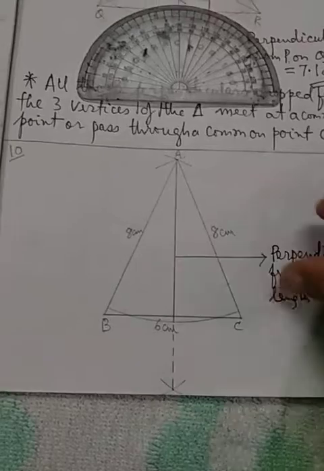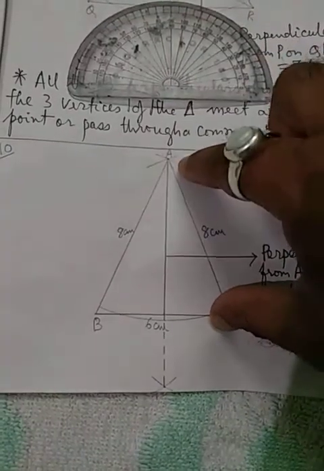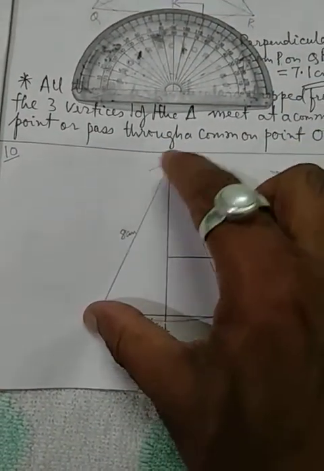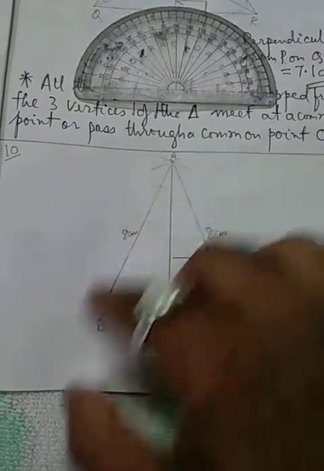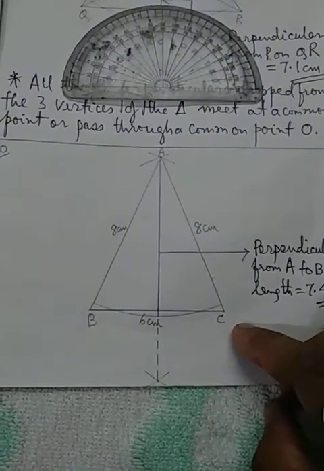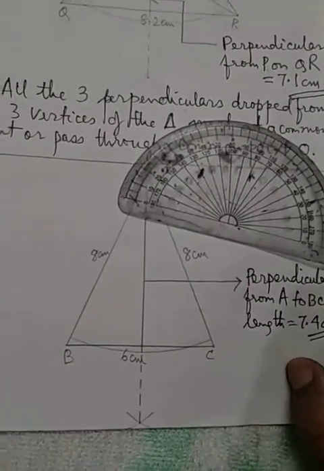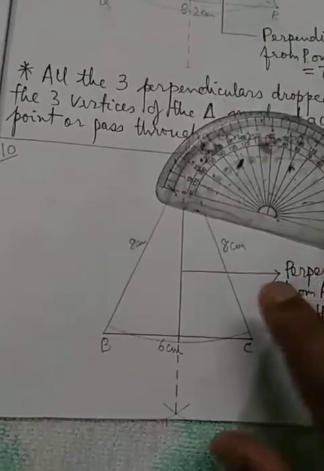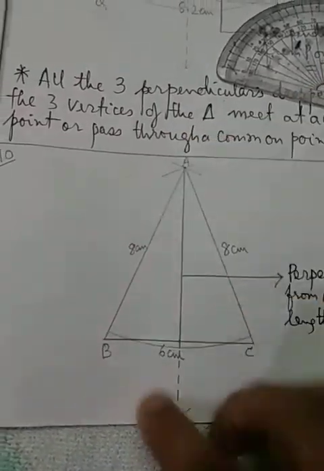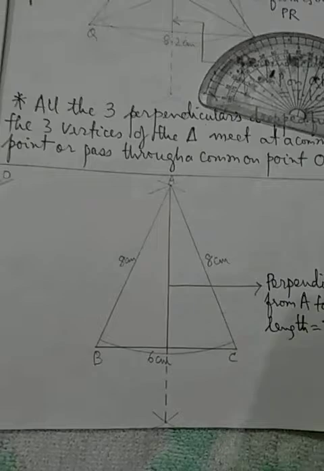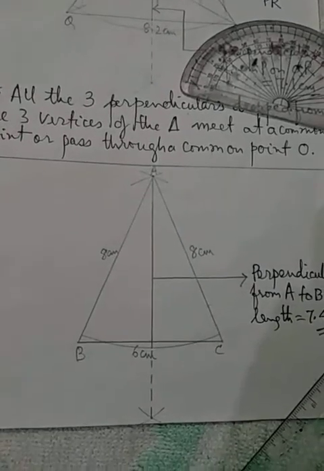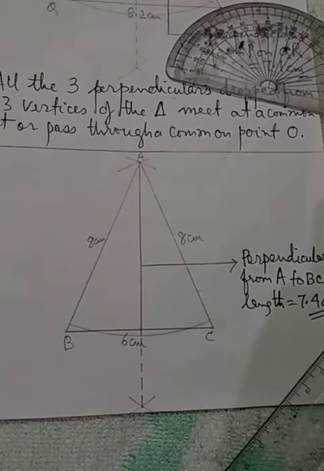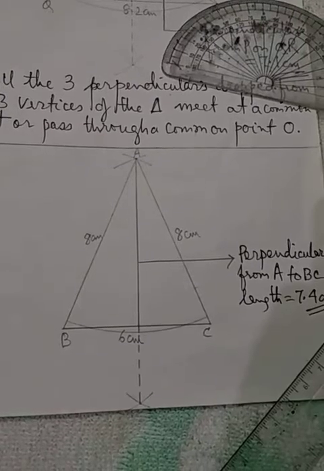So what will happen? From here you take an arc of 8 centimeter. From here you take an arc of 8 centimeter. Cut, get that vertex A. Complete the triangle. In the previous triangle, number 9, they had asked you for the perpendicular from all the 3 vertices. Here only from A on BC they have asked. Number 10, if you see the question, draw an isosceles triangle, okay, from A draw a perpendicular to BC and measure its length.